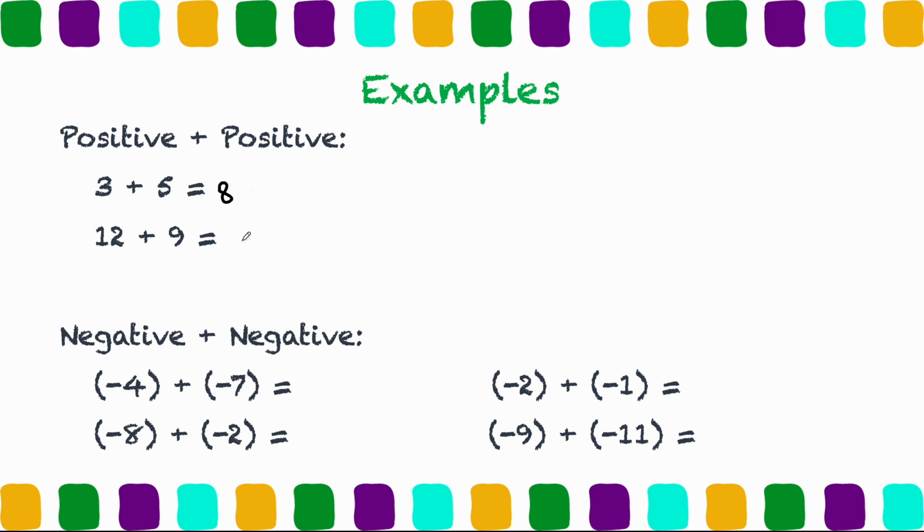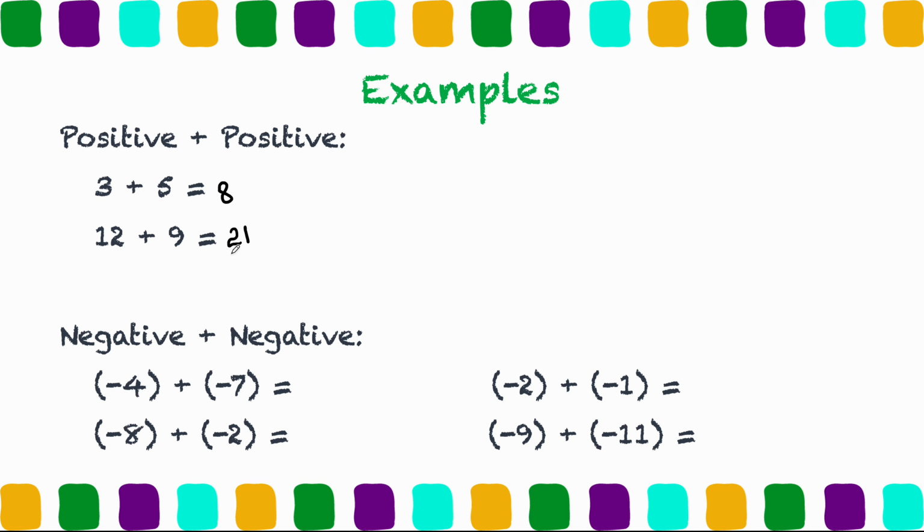The second one here, we have positive 12 and positive 9. What do you think our answer would be? Would it be a negative number or a positive number? Very good. So our sum will end up to be positive 21. So remember, once we add two positive numbers, our answer or the sum will always be positive. Now on to the next.